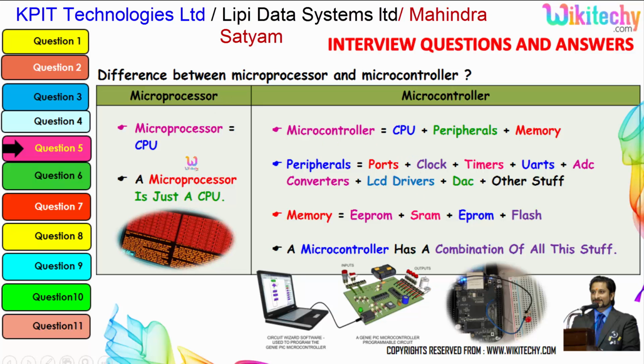So a microprocessor is nothing but a CPU, whereas a microcontroller is a CPU with peripherals and memory. The peripherals will have ports, clock, timers, UARTs, analog to digital converters, LCD drivers, digital to analog converters and many other things. Apart from that, the memory includes EEPROM, SRAM, EEPROM and flash memory. So a microcontroller has a combination of all these things.